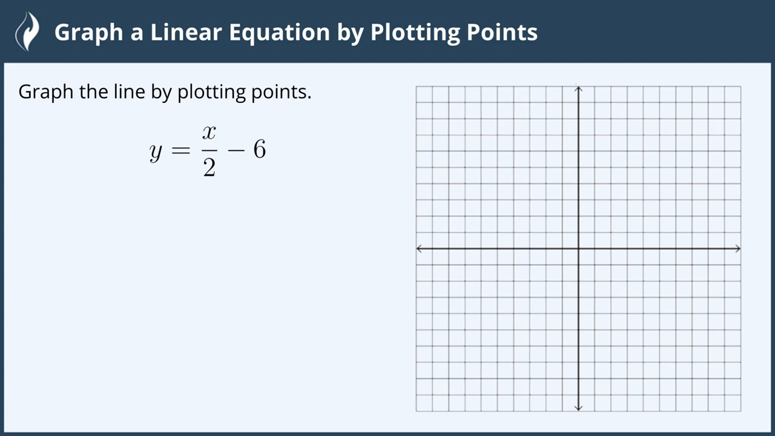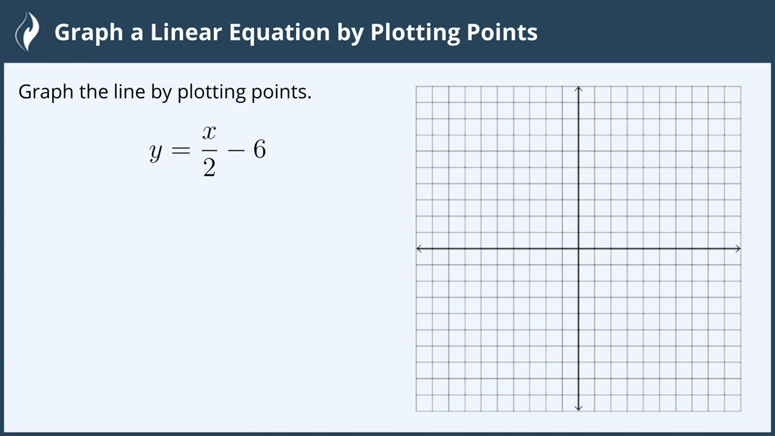Since this is already solved for y, it'll be really easy just to pick a couple of points for x and then solve the equation that way. It'll go much faster. I also see the x is being divided by 2, so it'll be even faster if we pick some numbers that are evenly divisible by 2, which are evens or 0.